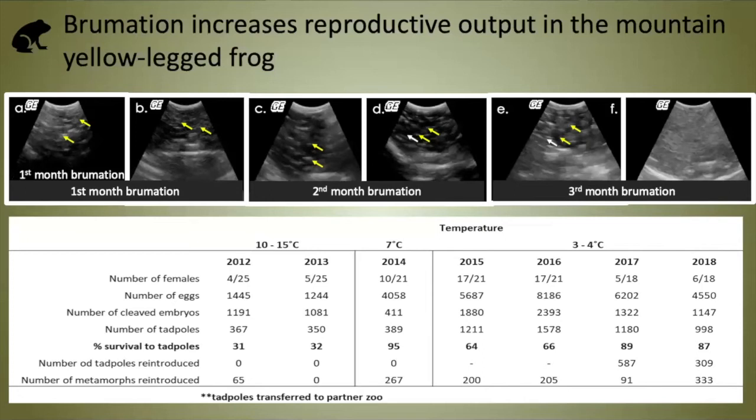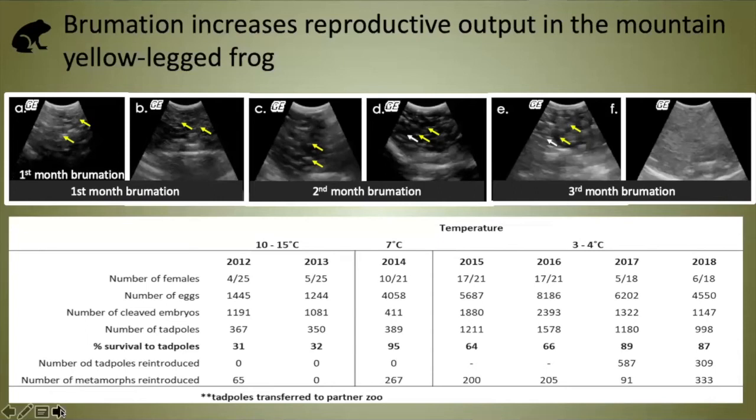If you go into the second month of brumation, you can see those echogenic dots becoming even bigger, and those darker spots signifying the growth of the actual follicles and the further accumulation of yolk. And then as you get through to the third month of brumation, you can actually see the eggs fully developed.